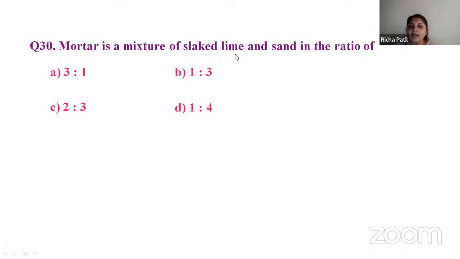Next, mortar is a mixture of slaked lime and sand in the ratio of 1:3. Remember this, the mortar is a mixture of slaked lime and sand. The ratio is 1:3.